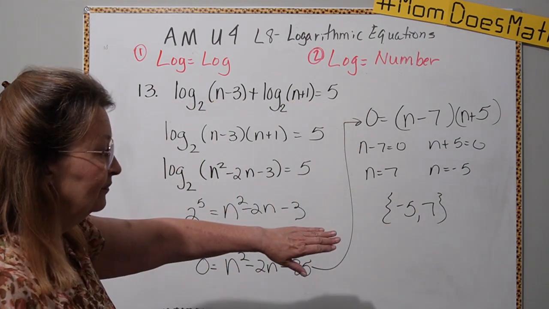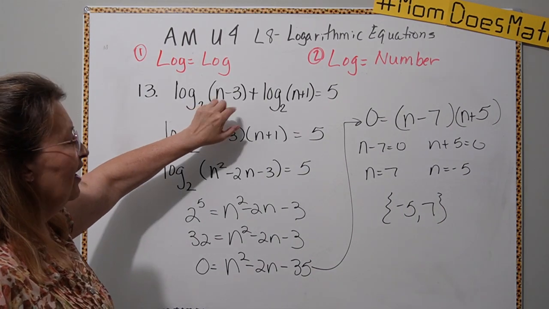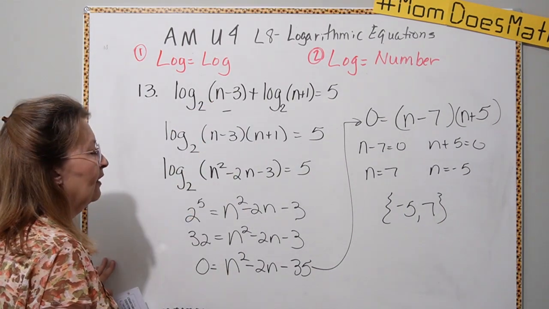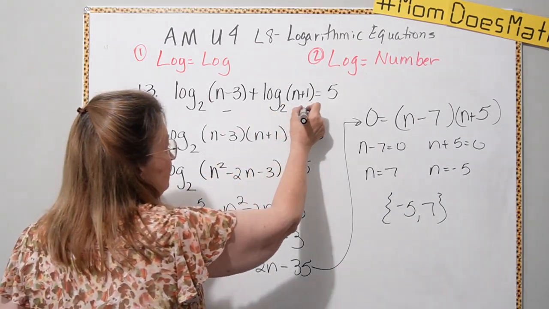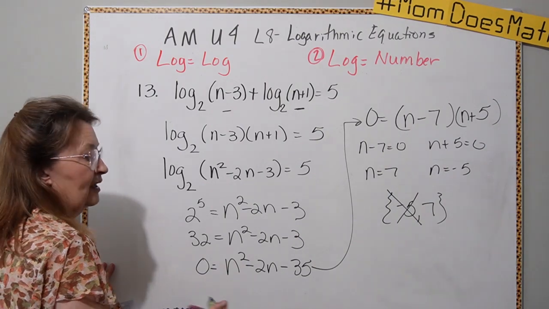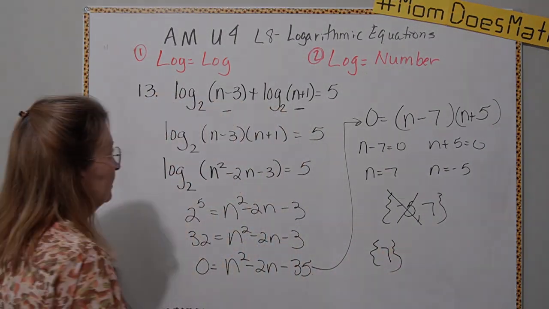Now let's check them. If I take -5 up here, well, -5 minus 3, that's going to be a negative argument. So that's a no. And it's also going to do the same thing here. It's going to leave me with a negative argument in my original problem. So the only correct answer is 7 here.